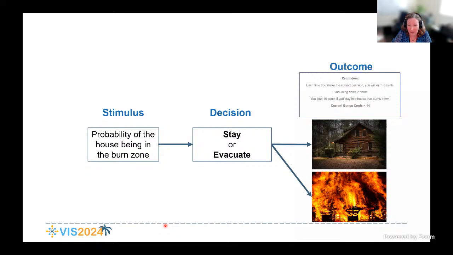And their decisions were tied to monetary payments. People on Mechanical Turk are very motivated by this kind of thing, and we wanted to motivate them to make the best decisions possible given the probabilistic information they were given. So each time they made a correct decision, they earned 5 cents. Each time they chose to evacuate, that cost 2 cents, and that represented the fact that evacuating in real life has costs. But if they chose to stay in the house and it ended up being in the burn zone of the fire, they lost 10 cents from their bonus. So again, this isn't a real replication of making this decision in real life, but we wanted to motivate people to do their best with the probabilities they were given and to reflect the fact that these different choices have different costs.